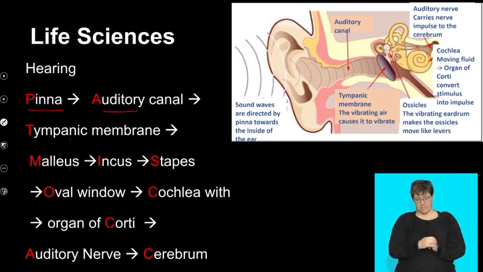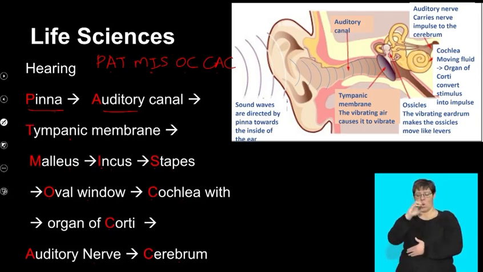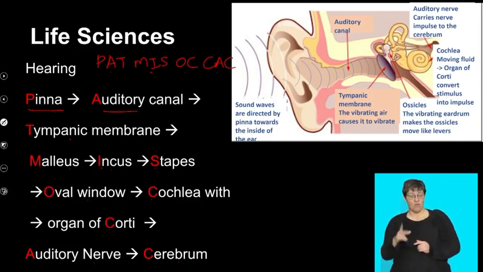And I made a little mnemonic about it. If you look at the first letter of each word: P-A-T, so it's pat, M-I-S, miss, O-C, C-A-C, sac. So pat, miss, O-C, sac. If you can remember that mnemonic, you will be able to remember how the sound works in the ear.